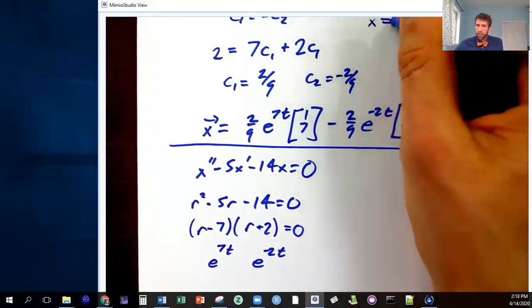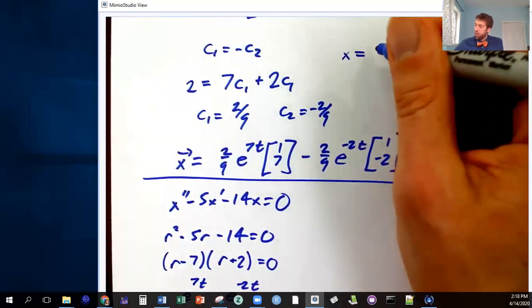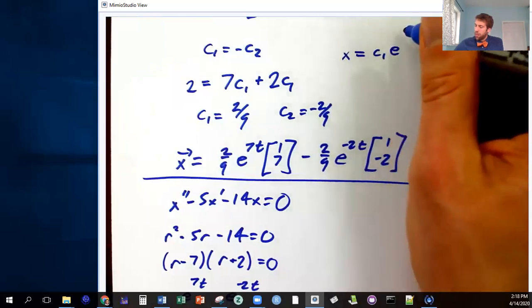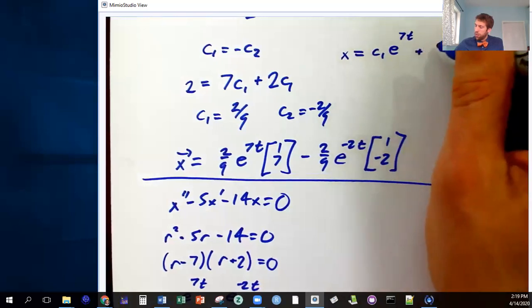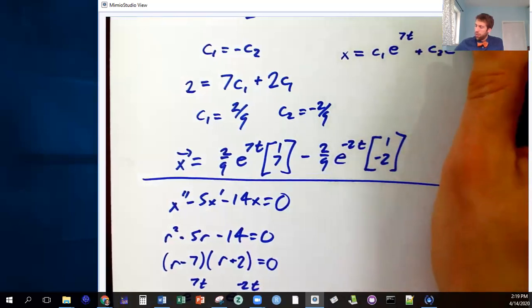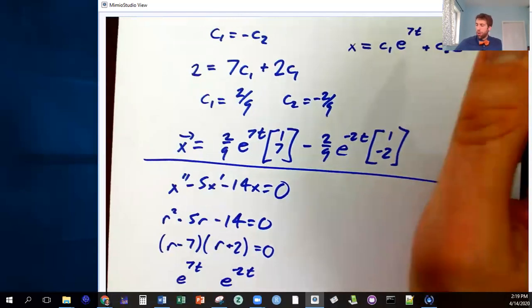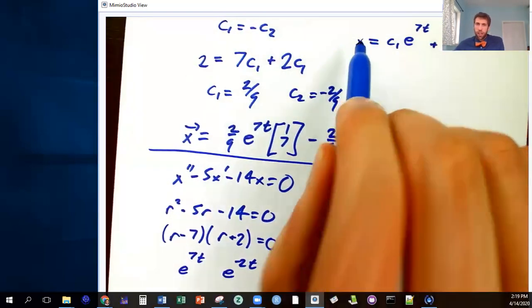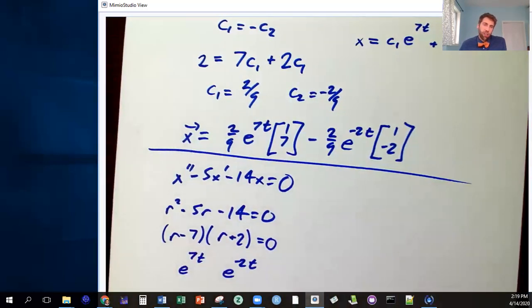x, the regular x, not x bar with x and x prime, equals c1 e to the 7t plus c2 e to the negative 2t. And that's the original x from the original problem, where the original x I'm treating like that, and x prime I'm treating like that. That's maybe bad notation, and I'm very sorry for that, but that's just the way things are working out today.